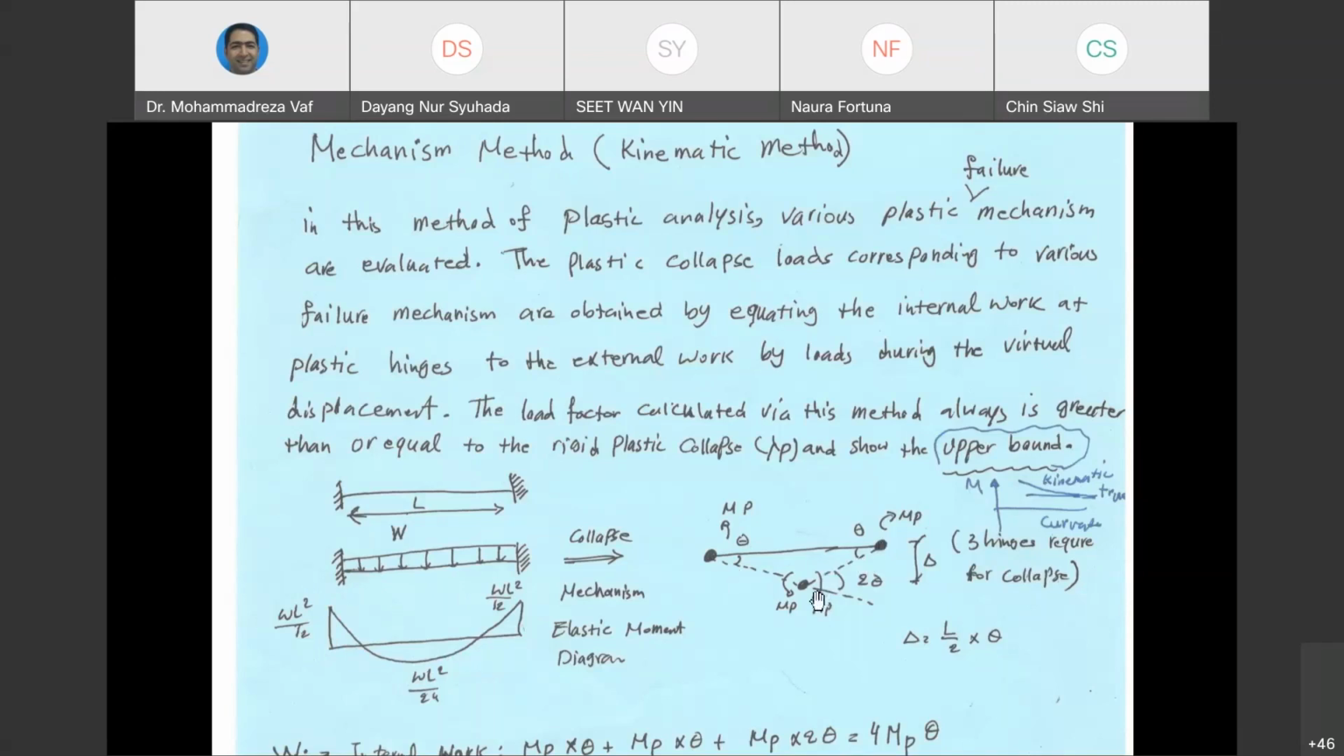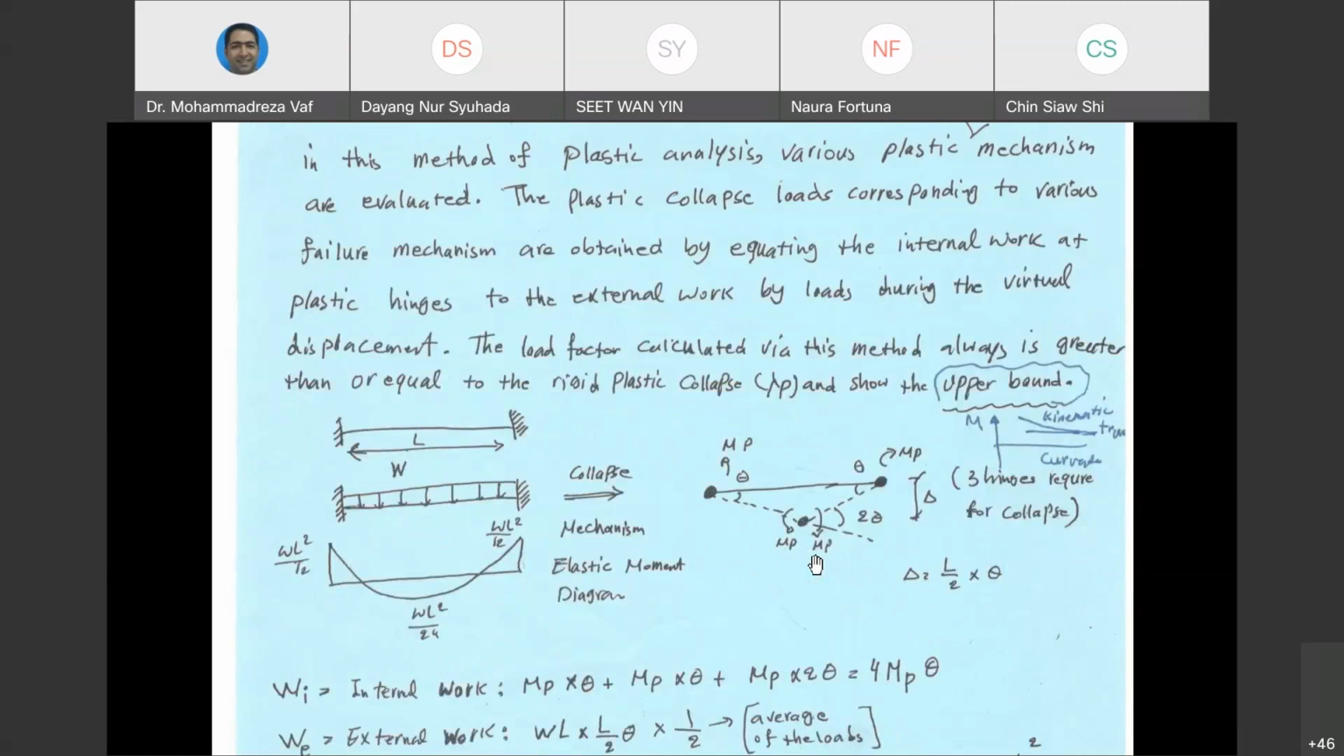Therefore, the deflected shape of the beam at the time of collapse, again, is going to look like this one. But here we have 2 plastic hinges at both ends, unlike the previous example where there was no plastic hinge, it was only pin support and roller support. Okay, for here also, we can use the kinematic approach to calculate internal work and external work.